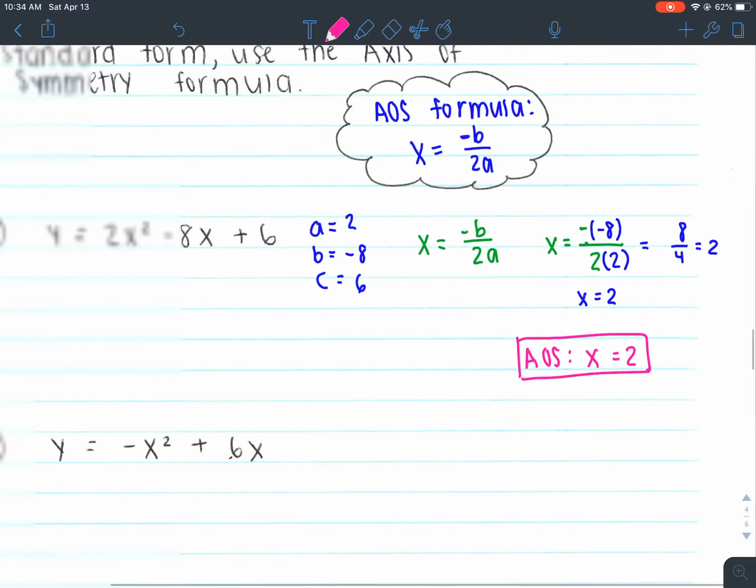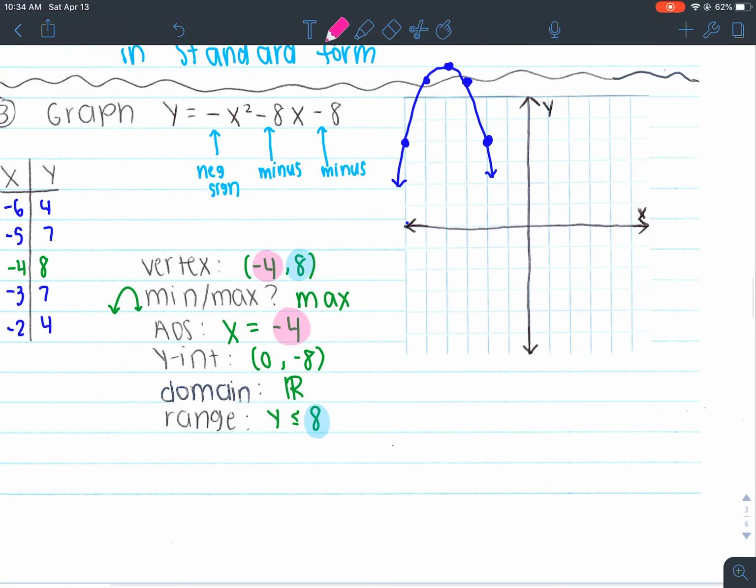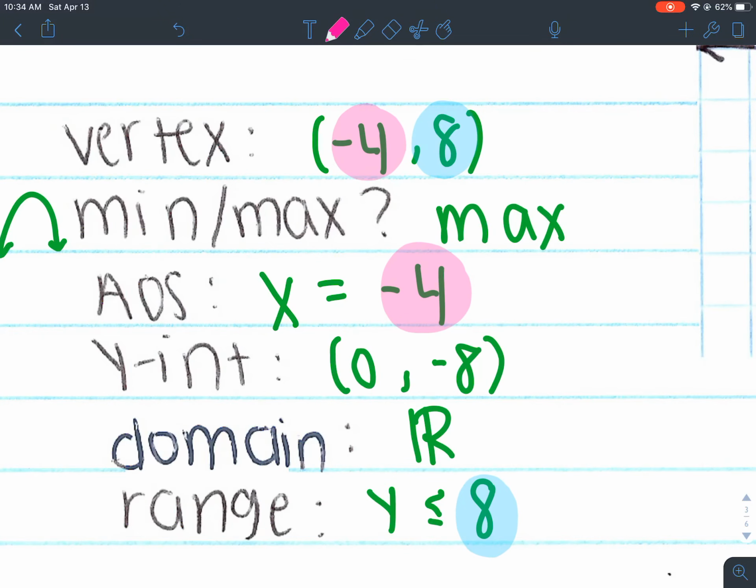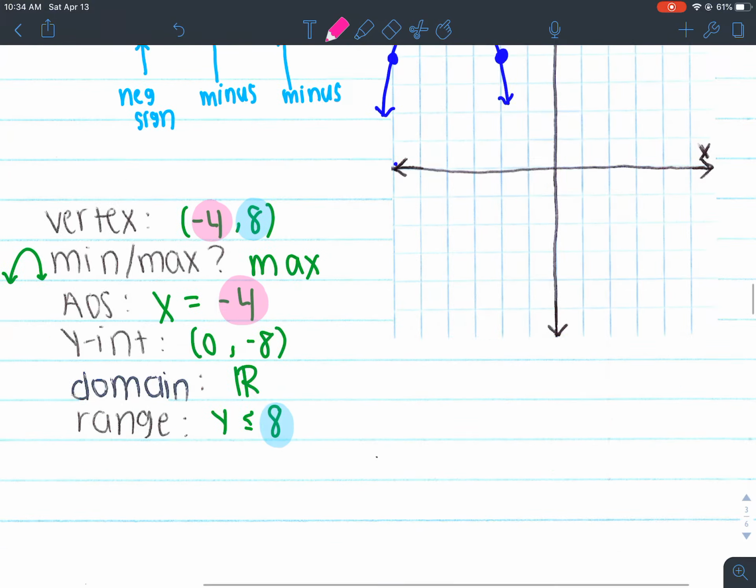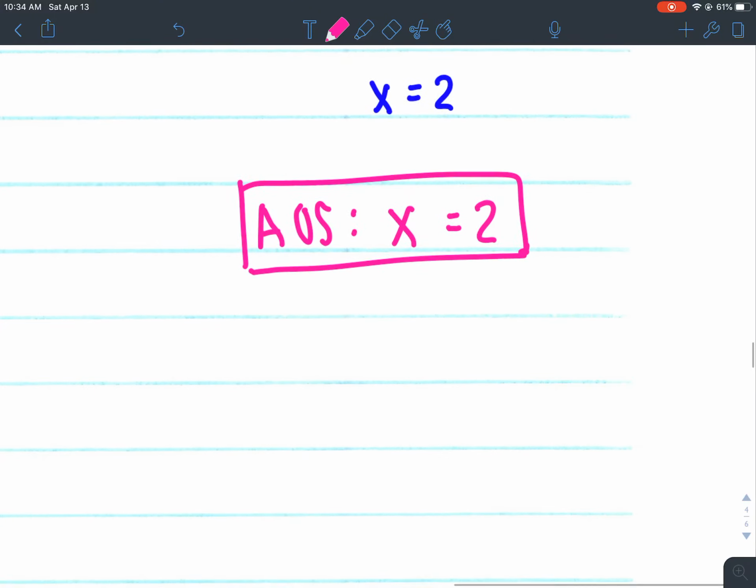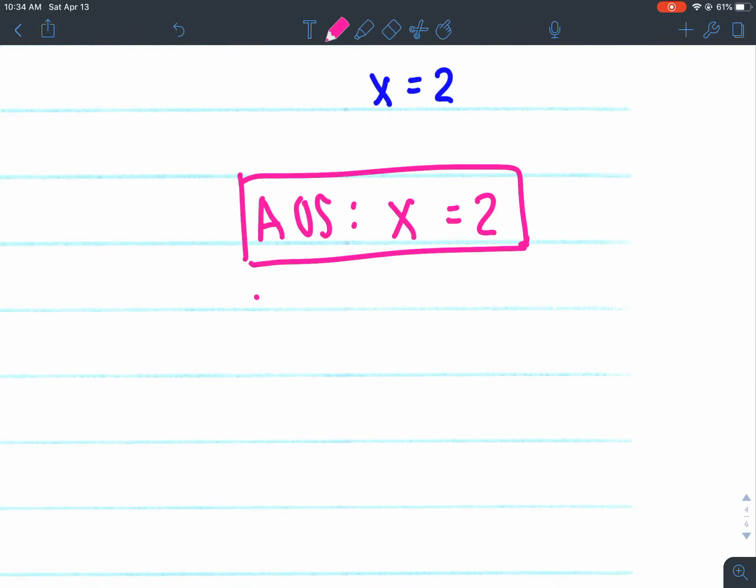Now, am I done? I am not done. I want to go back and show you something. Where did we get the axis of symmetry for this one? The x equals -4. Where did that number come from? It came from our vertex, the x value. So that means that the x values for the axis of symmetry and vertex are always going to be the same.